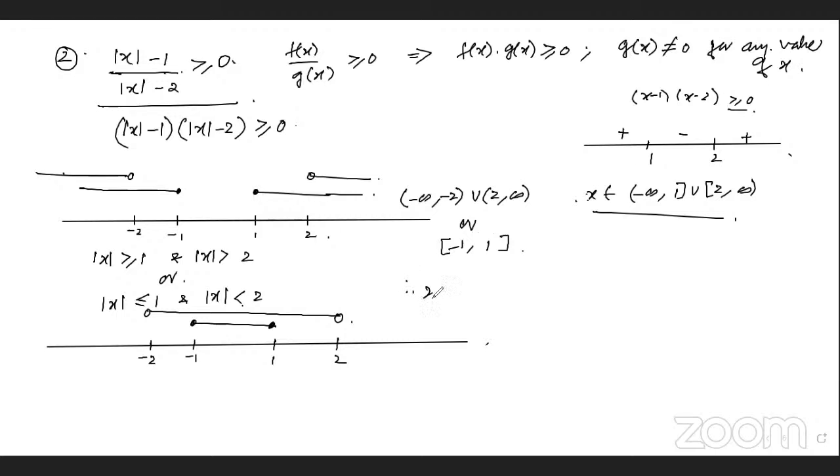So therefore, x belongs to, एक तो होगा -1 to 1 union with minus infinity to minus 2, union 2 to infinity. So this will give us the value of x that will satisfy this. अब आप कोई भी देखिए इसमें से कोई भी एक value that will always make it positive without any doubt. Is that okay?